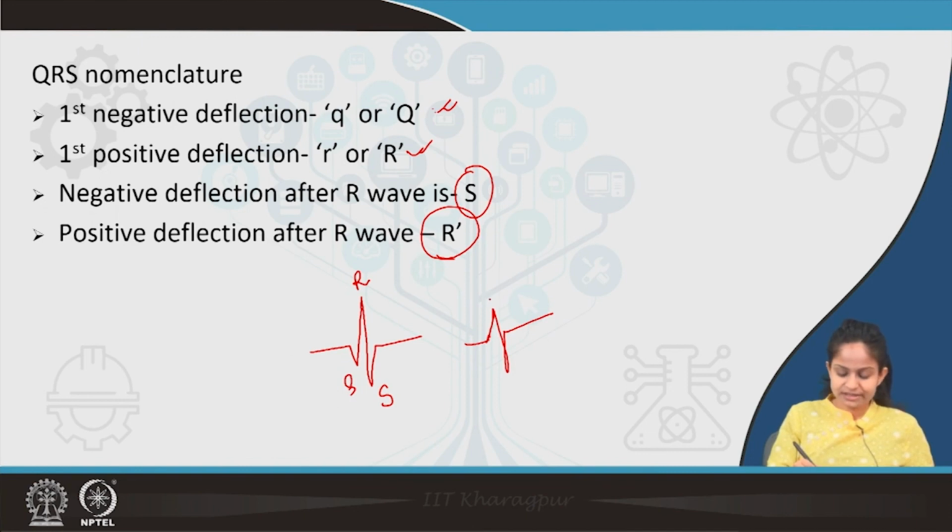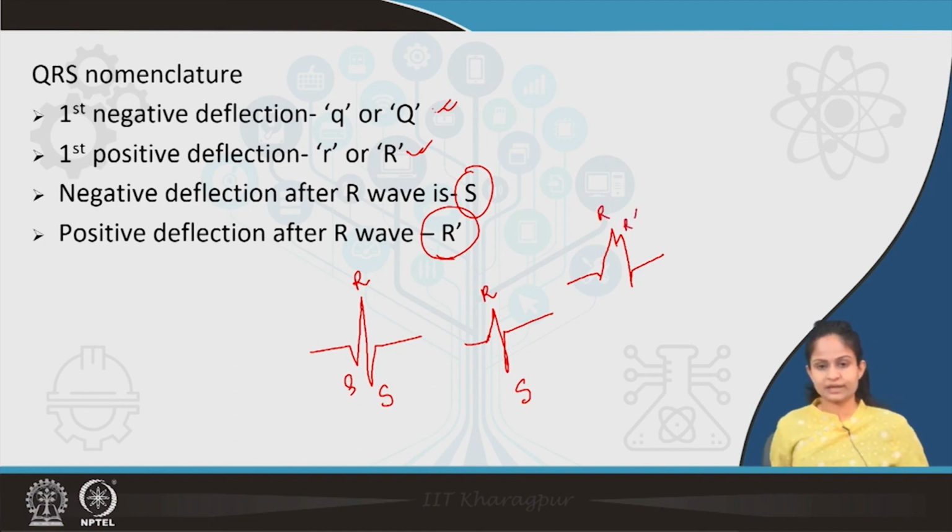So, this is the first positive deflection. This is the R wave after the P wave, but this is the negative deflection which we got after the R wave. So, this will not be a Q wave, this will be an S wave. Similarly, if we get a second positive deflection after the R wave, this will be R prime. So, these are the QRS nomenclature you have to remember.